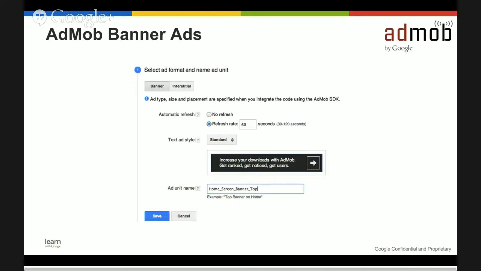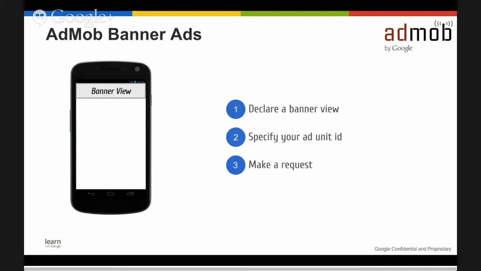So all you're going to want to do is log into your AdMob account and create a new banner in your ad units. You can do that simply: choose the refresh rate, name your banner, and you're done. Once that's done, it's down to the coding.